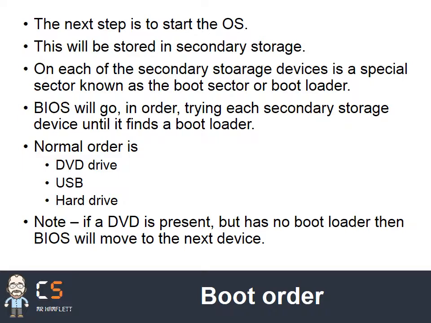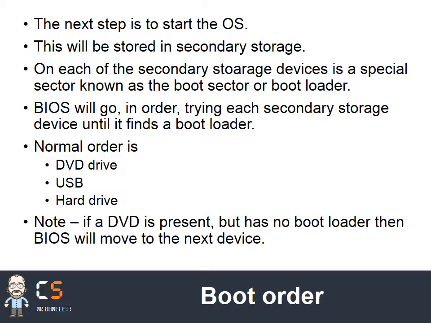So BIOS will go in order, trying each secondary storage device until it finds this thing called a bootloader. On the secondary storage device, there's a special sector located right at the start, known as the boot sector or the bootloader, and that basically has a little bit of code inside, which says this is where you can find the real operating system. Now, the normal order to try secondary storage devices is the CD drive, DVD drive first, then any USB devices, and then finally the hard drive.